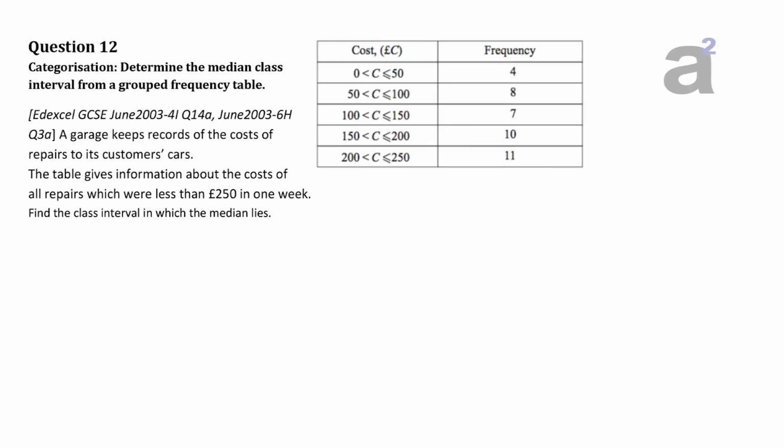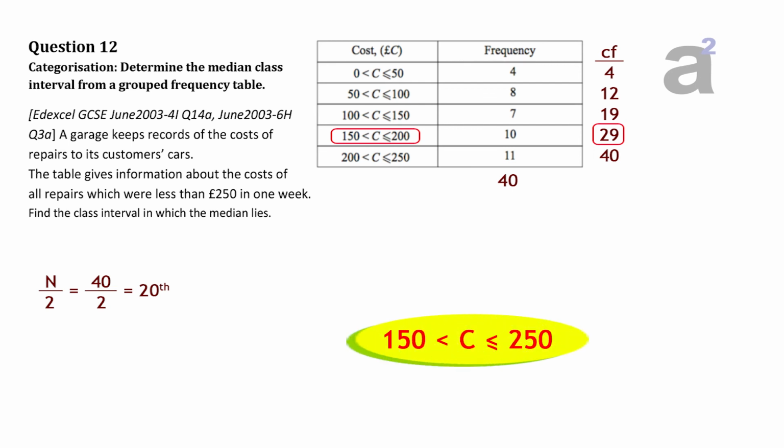See another question. Determine the median class from a grouped frequency table. So for the median, we have to find the cumulative frequency. So 4 plus 8 is 12, 12 plus 7 is 19, 19 plus 10 is 29, 29 plus 11 is 40. The total frequency is 40. So 40 by 2 is 20. The 20th number will be the median, roughly. Up to 19 you can see the third line, so after 19, the 20th, 21st up to 29th is the fourth line. So the 20th is in the fourth group.